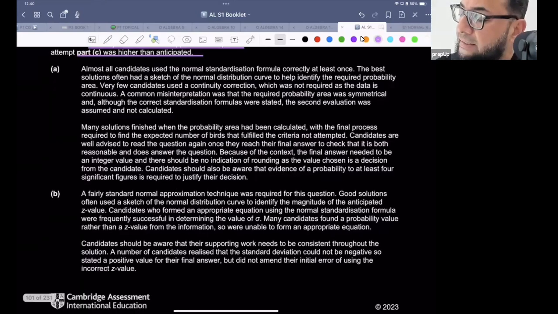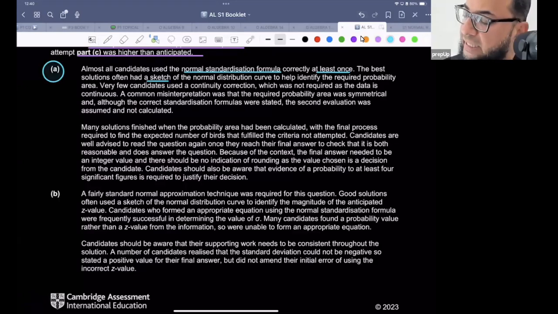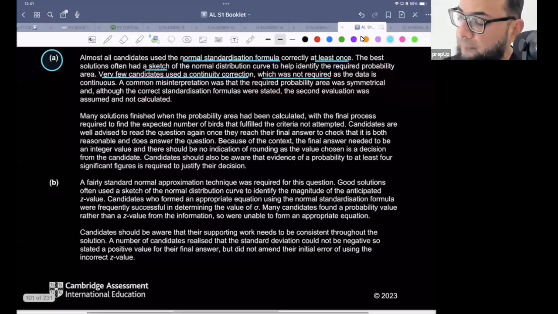Now over here it says almost all candidates used the normal distribution standardization formula correctly at least once. The best solution often had a sketch. We talked about the sketch. Very few candidates used a continuity correction. There was no use of it, which was not required. So I don't know why people are using continuity correction too much. A common misinterpretation was that the required probability area was symmetrical, and although the correct standardization formula was stated, the second evaluation was assumed and not calculated. I don't know, people make all these kinds of mistakes.